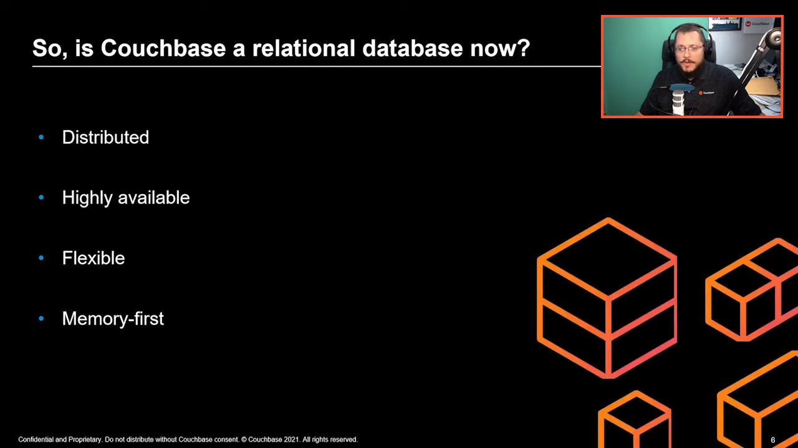And so Couchbase, our goal is not to reinvent the wheel, but to push the boundaries and support the needs of your modern application development through our core strengths of being a distributed database, being highly available, still having a flexible data schema, and still having a memory-first built-in cache layer.